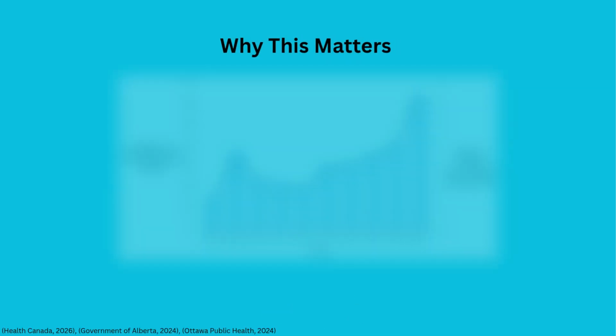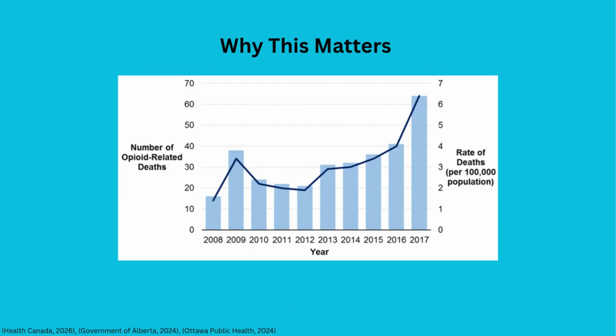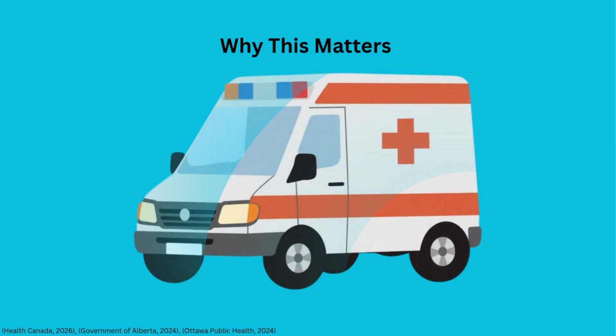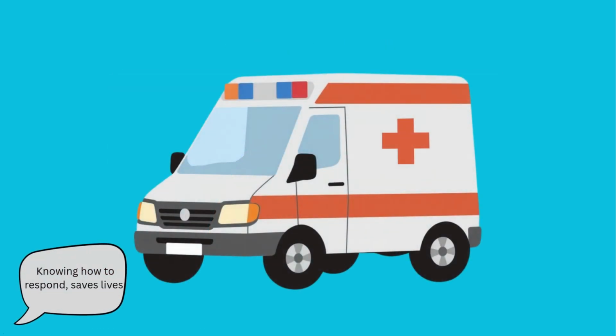Opioid overdoses can happen to anyone taking prescription opioids or using illicit or recreational opioids. Accidental exposure is also possible. Quick recognition and immediate naloxone administration can save lives while emergency medical services are on their way. Knowing how to respond to an opioid overdose could help you protect a family member, friend, or community member.